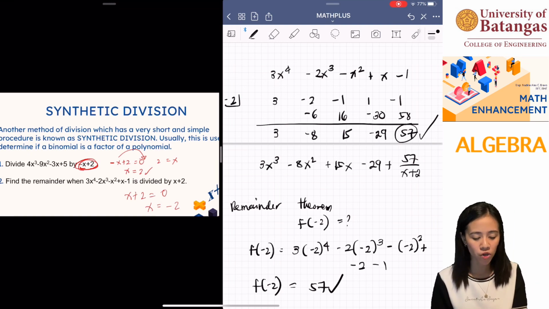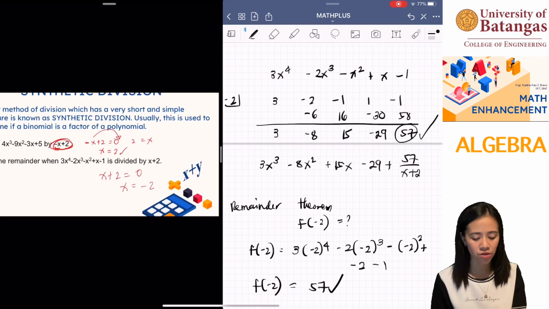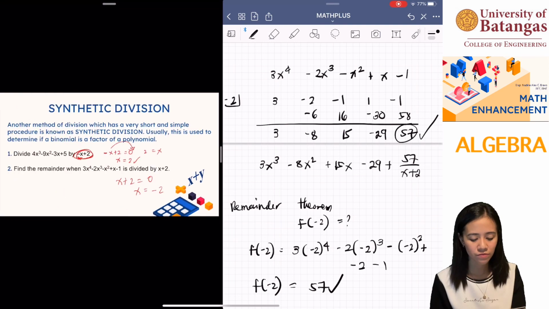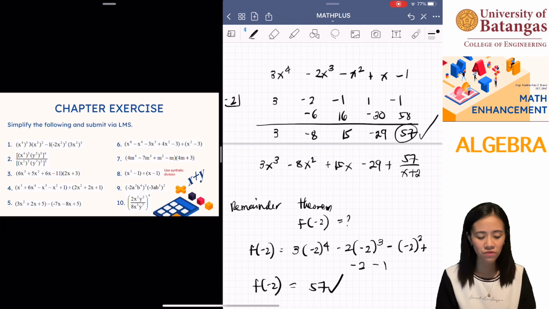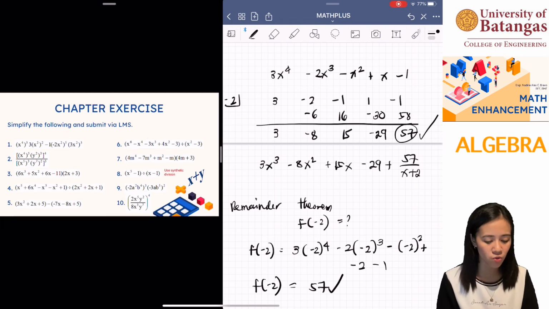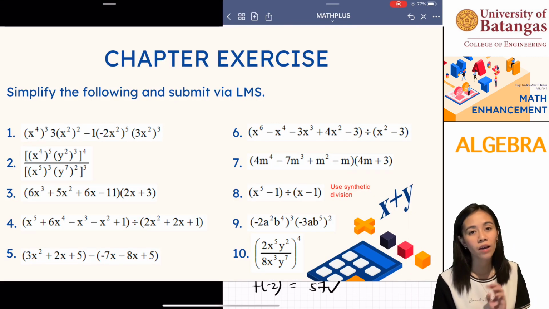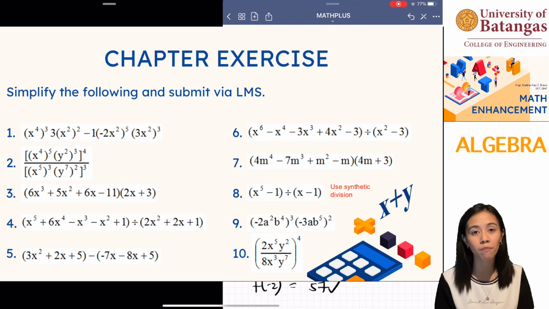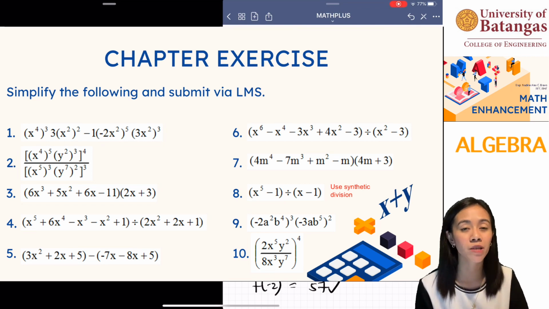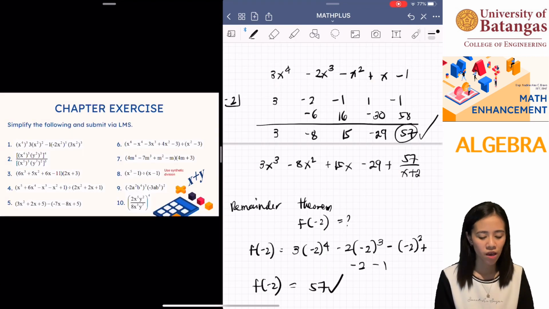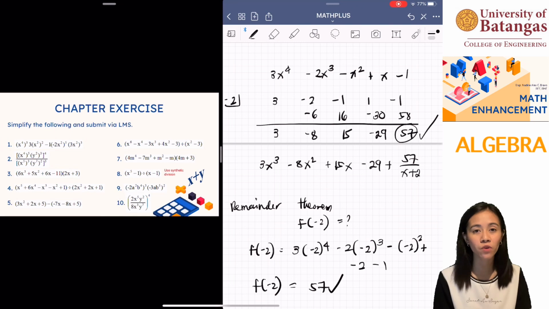Okay, so for your exercise, yan, please solve this chapter exercise. So, you will be simplifying the following. There are just 10 questions, and then you have to submit this via LMS. I will be creating a Dropbox wherein you will submit this, and then the instructions will be stipulated in the Dropbox. Okay, so I hope you understand the lesson. If you have questions, please feel free to message me.